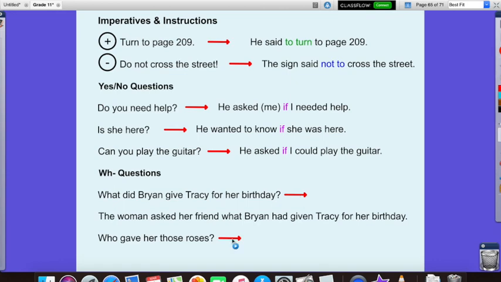In our second question, we have statement word order. Subject who plus verb gave, so we can keep this word order. In reported speech, we just need to shift the verb one tense back.